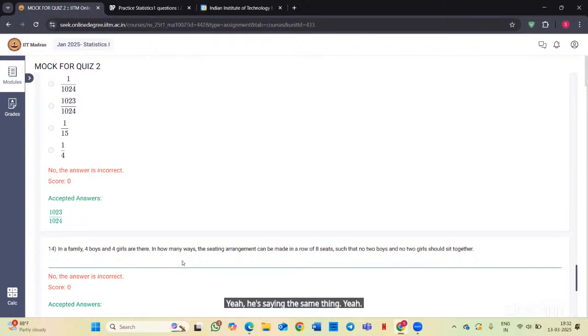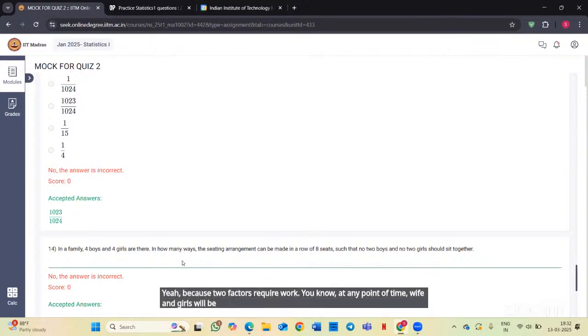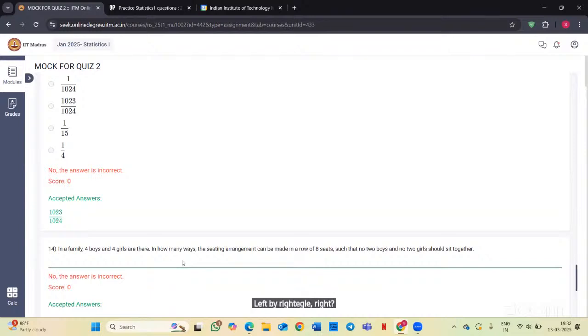I thought that you... double of... because 576. Yeah, because of 2 factorial, boys and girls, at any point of time, boys and girls will sit together, so that can be arranged in 2 ways. Left boy, right girl, or right boy, left girl. Right, correct. Now you got it? Himanshu? Yes, ma'am, I got it.